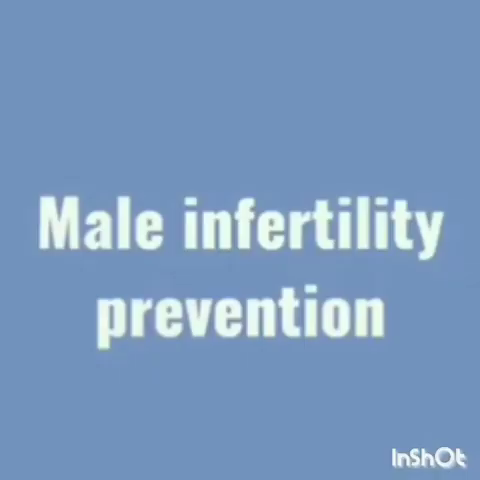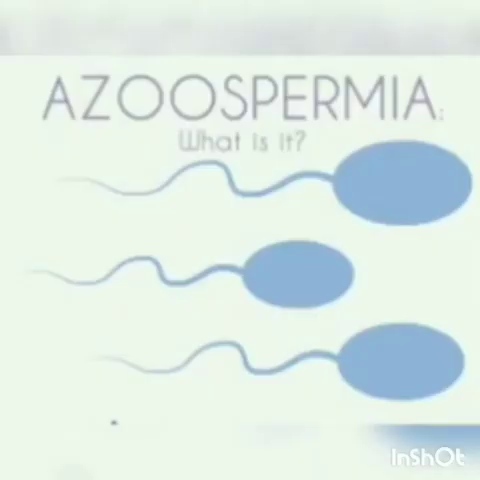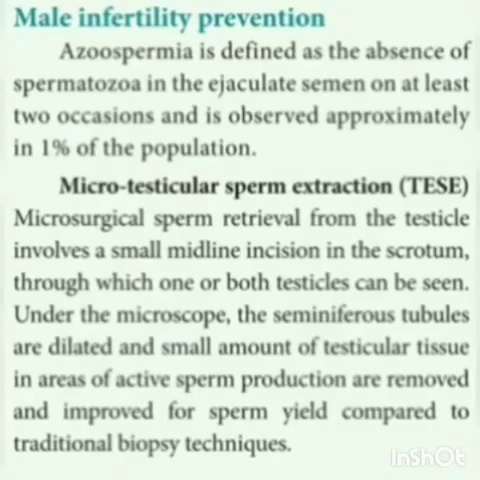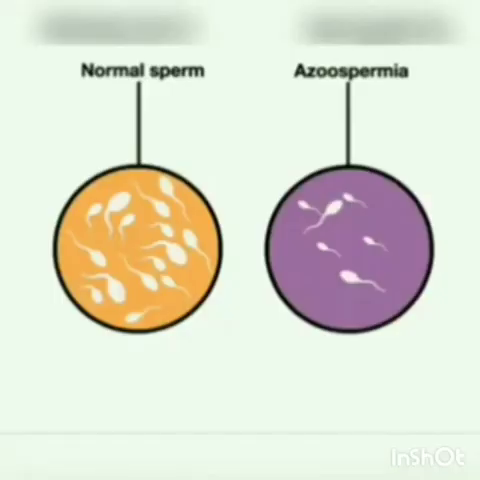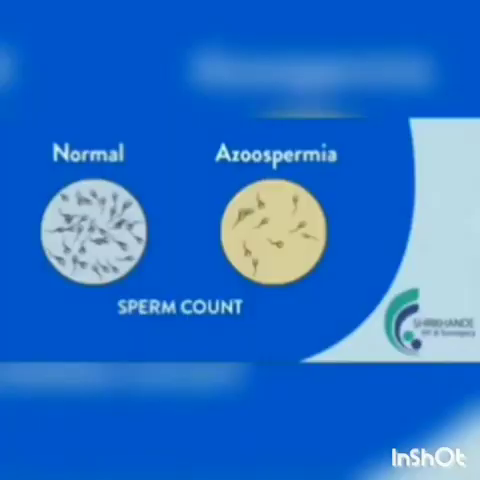Next is male infertility prevention. How will you prevent male infertility? You might have heard this word azoospermia. In previous classes, we discussed azoospermia. Azoospermia is defined as the absence of spermatozoa in the ejaculated semen. So, if sperms are not active or present in the semen, that condition is called azoospermia. This can be treated with the help of microtesticular sperm extraction.